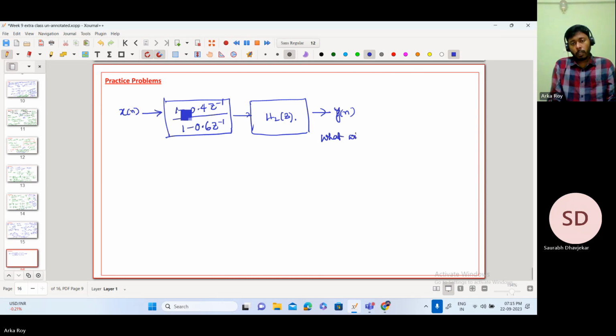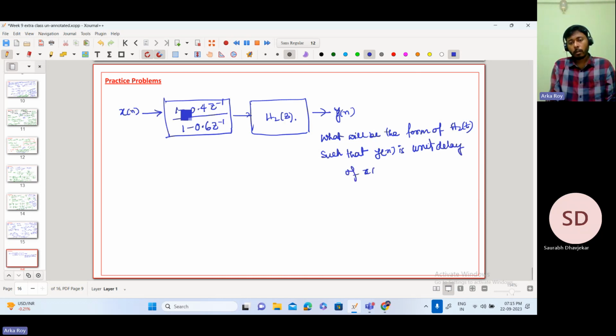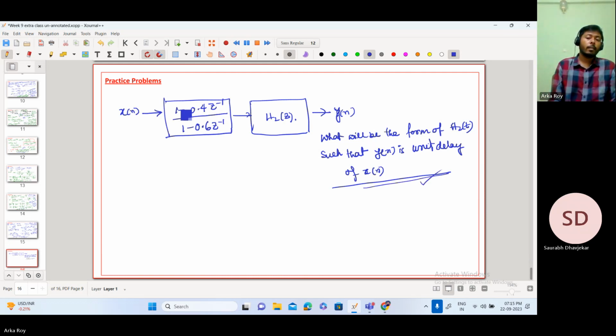What will be the form of H2(Z) such that y[n] is a unit delay of x[n]? This is a very simple question, yet this has come in the GATE examination. So can you just tell me, this is a very easy question.